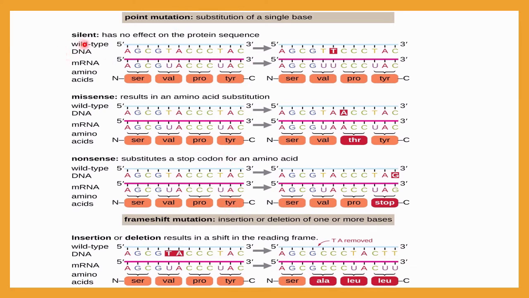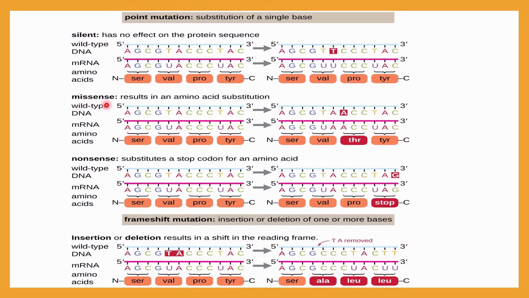Okay, so what is a silent mutation? It has no effect on protein sequences. Here, though DNA is altered, the protein synthesis will not alter, because just the genotype is altered, the phenotype is not altered, and that's why it is called silent mutation. That means no effect on protein synthesis occurs, and that's why it is called silent point mutation.